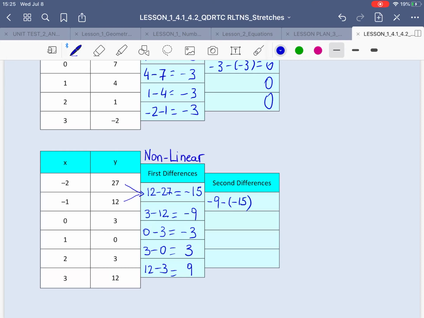Negative 9 minus negative 15. Negative 3 minus negative 9. 3 minus negative 3. 9 minus 3. And let's see what happens here.